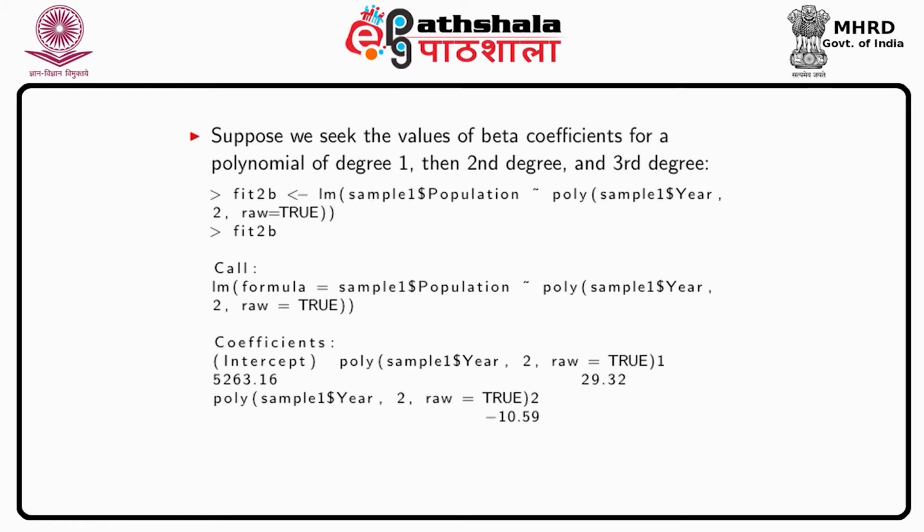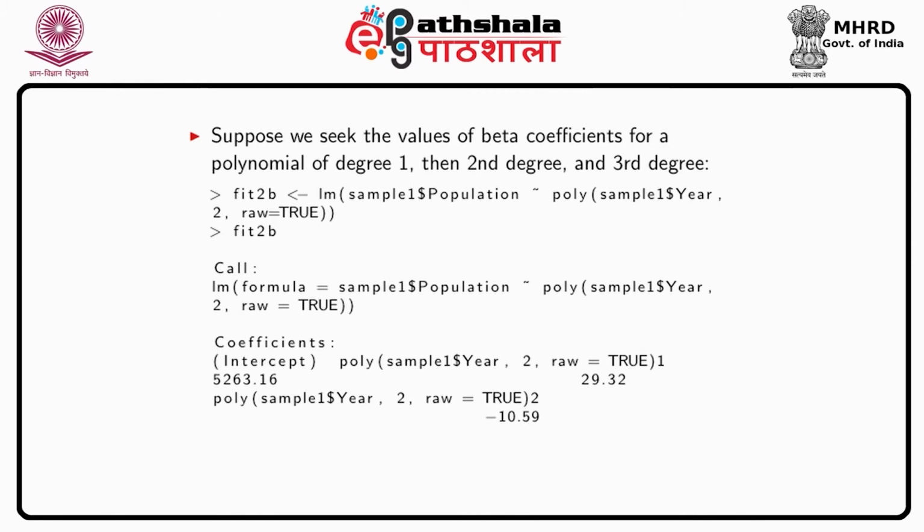so we are still free to use the LM function in R to fit the polynomial regression model. So we call for a 2nd order polynomial regression model, and R gives me the output, which is the coefficient estimate for the intercept, the coefficient estimate for the 1st order polynomial, and the coefficient estimate for the 2nd order polynomial, which is corresponding to x square.